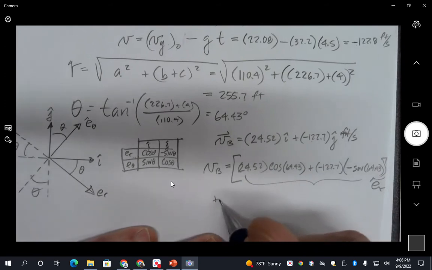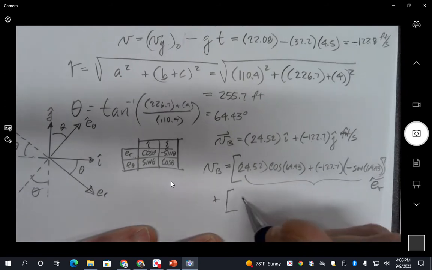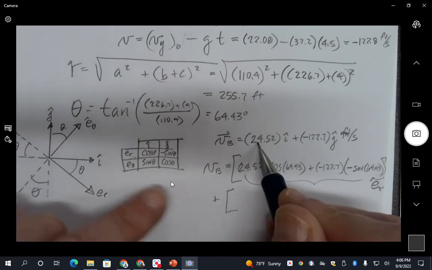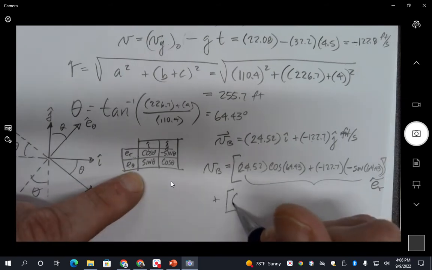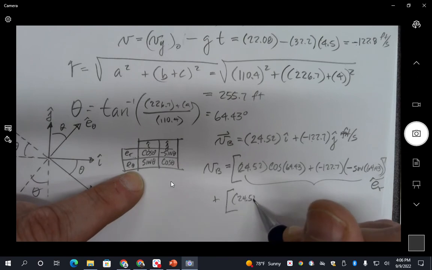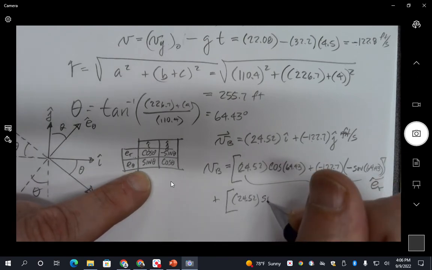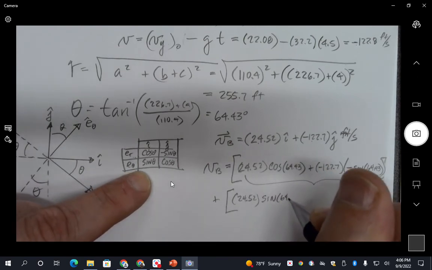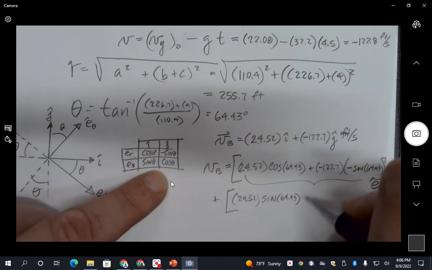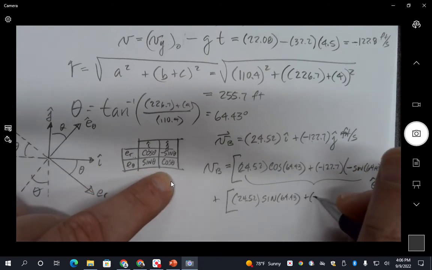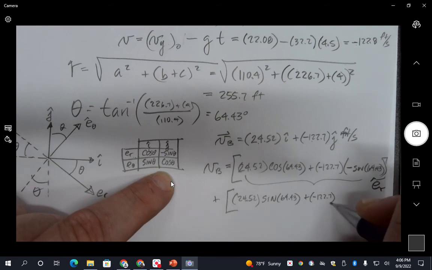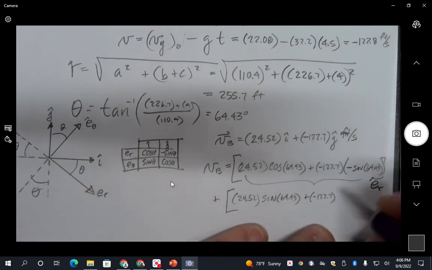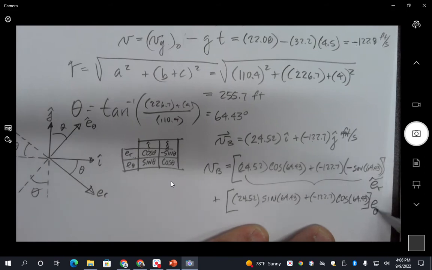And then plus this one, now we're going to go down to the E theta. It's going to be 24.52 times the sine of 64.43 plus negative 122.7 times the positive cosine of 64.43. And that should be the E theta.